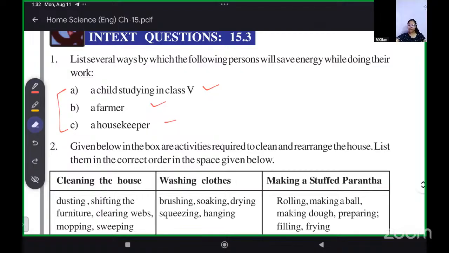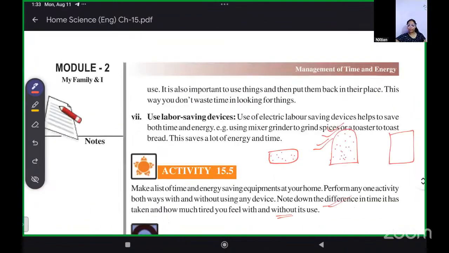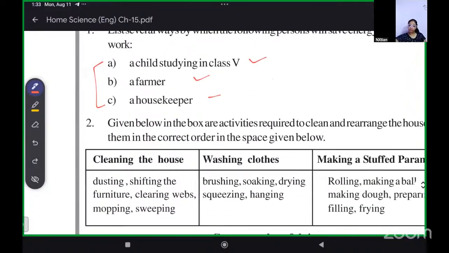Okay. Anything else about a farmer? No? Okay. Next is a housekeeper.